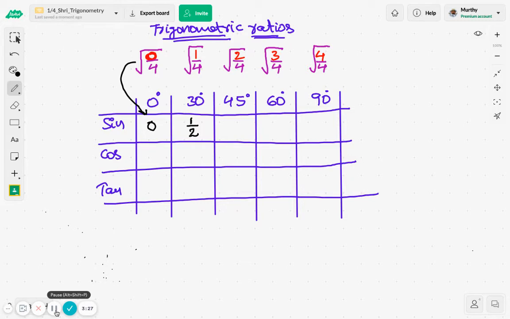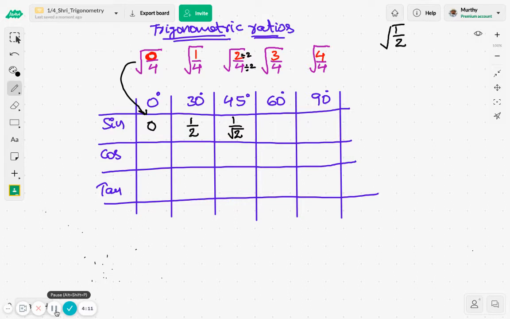Now 2 over 4. Is this in the simplest form or not? Obviously no. 2 over 4 is not in its simplest form. I can divide both the numerator and denominator by 2. So if I do that, 2 divided by 2 gives 1, and 4 divided by 2 gives me 2. But I should not forget the square root. Square root 1 is just 1. And what is square root 2? I don't want to write it in decimal, so let it be square root 2.